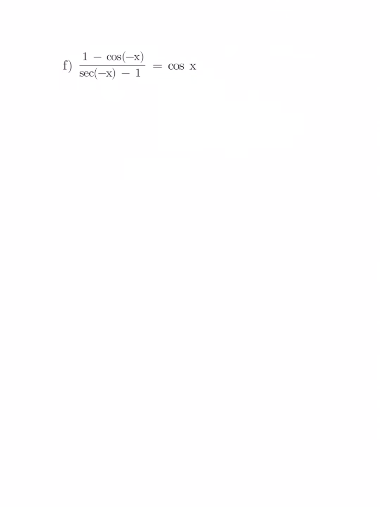On example F, we have 1 minus the cosine of negative x over the secant of negative x minus 1 equals the cosine of x. As soon as you see these negative x's on your arguments, use your even and odd rules before you do anything else. Cosine and secant are the only two that are even. So we get to just drop the negative signs on those expressions. So my fraction will become 1 minus the cosine of x over secant of x minus 1.